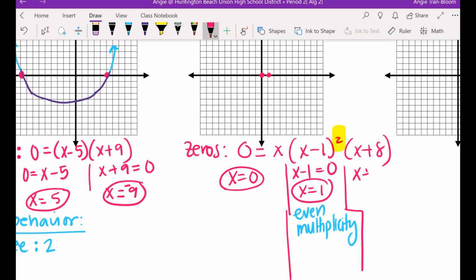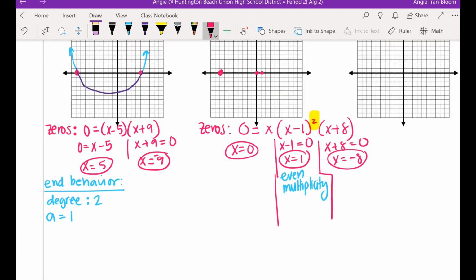Then the last one, x plus 8 equals 0. X is at negative 8. So that's my last x-intercept. Okay, any question of just kind of solving for the x-intercepts? Next, I need to determine the end behavior, and to do that, I also need to find the degree.